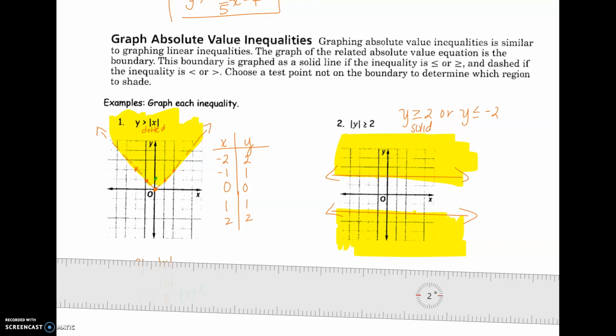Okay, so hopefully you notice the difference between the two. In the first absolute value inequality, we were graphing an absolute value inequality within two variables. And if you're talking about two variables, you're going to get a V shape. And in this one, where we are graphing on a coordinate plane, notice that with one variable, for y, it's creating horizontal lines.